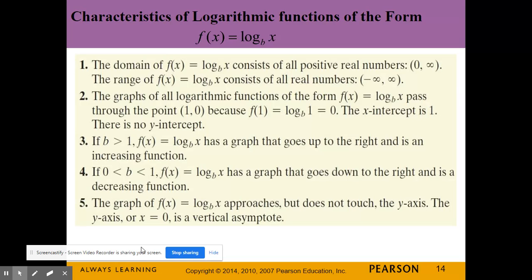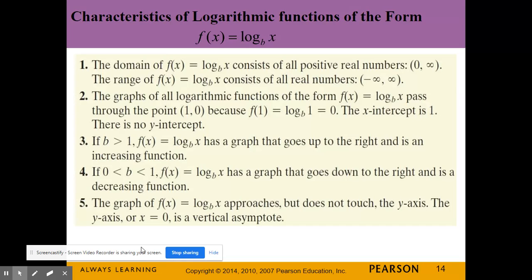All right, characteristics of some log functions. I don't think I left anything for you to write for these, so just sit back and listen for a minute. All right, the domain of f of x equals log base b of x consists of all positive real numbers, 0 to infinity. So x can't be 0, right? It has to be positive, but it can't be negative. The range is all real numbers. So the x could go from 0 and up, but the y could go up and down.